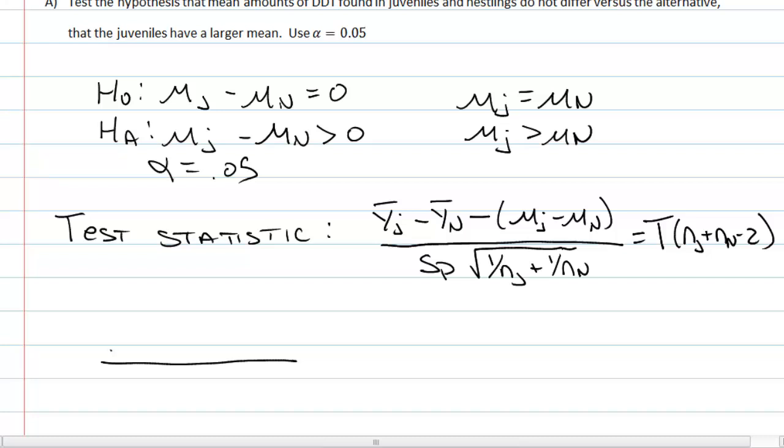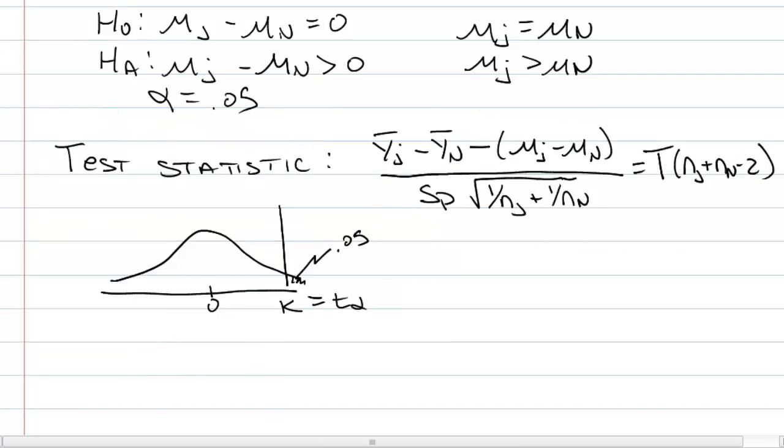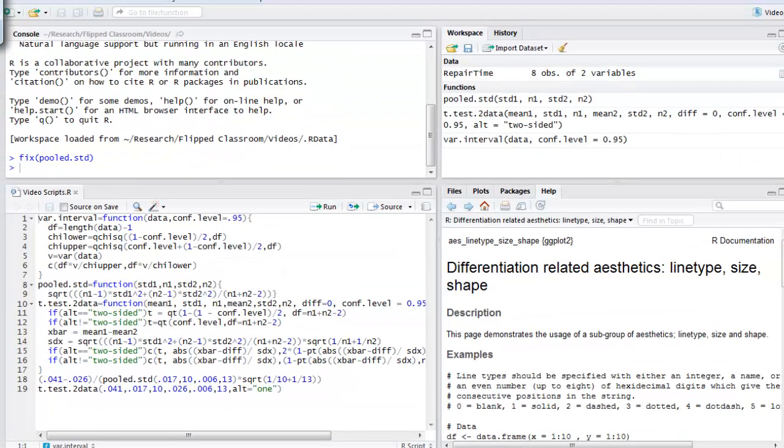Let's draw a picture to make sure we're looking at this right. Under the null hypothesis, it's going to be a t, which is centered at 0. And we're going to want to reject if we're in the upper tail, by looking at the alternative. The area to the right is 0.05. This will be our k value, which our book calls t sub alpha. And I think that's it. I think we have all the information that we need. So let's go to R and start calculating some of these values.